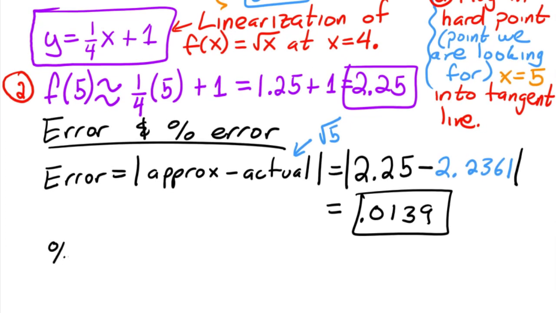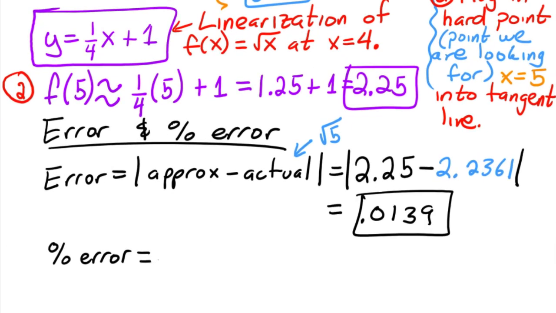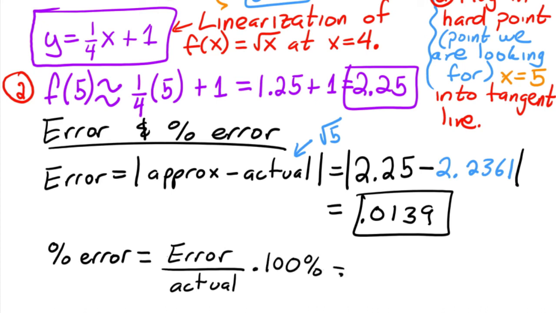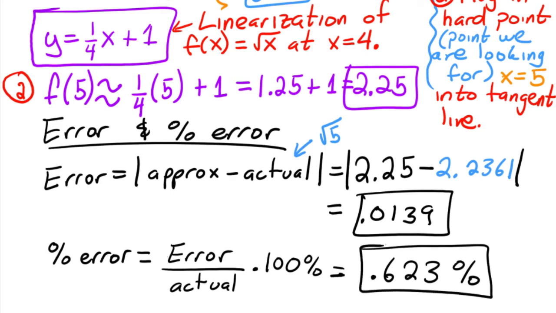And then the percent error is equal to the error that you found earlier, this one right here, over the actual, and then times 100 to turn it into a percent. If you do that, you would get 0.623%. So that's the percentage that you're off of the actual value. So this is pretty good stuff right there.